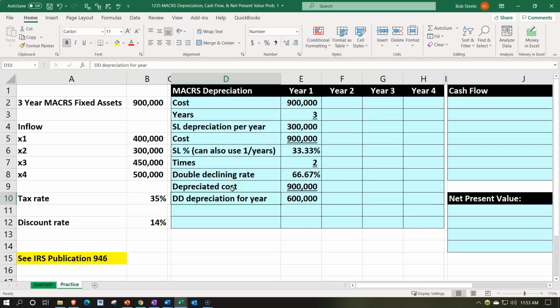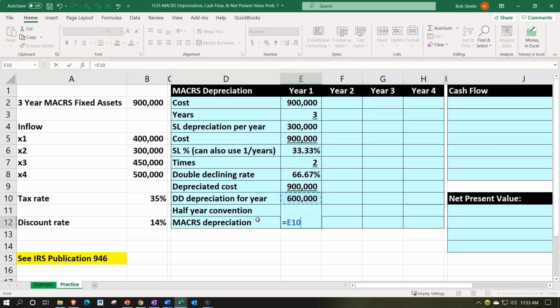Now, the tricky thing, the thing that really confuses people a lot, is that it's a half-year convention, meaning normally, no matter when I purchase this asset within the year, I assume I purchased it in the middle of the year. So I'm going to divide it by 2 here, to have a half year of depreciation, and that'll give us the MACRS depreciation for year 1, which is the 600,000 divided by 2.